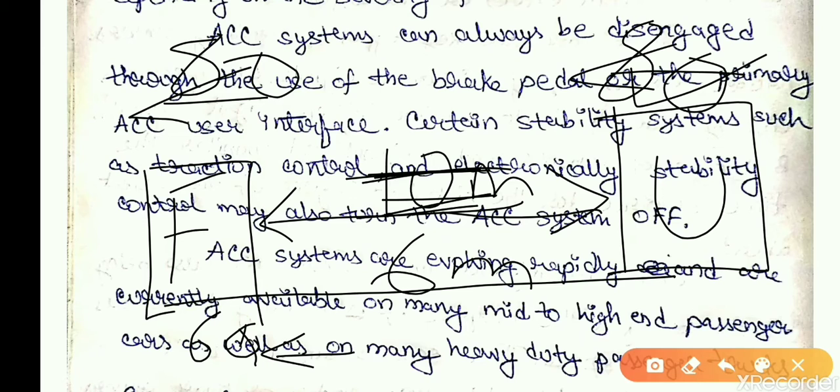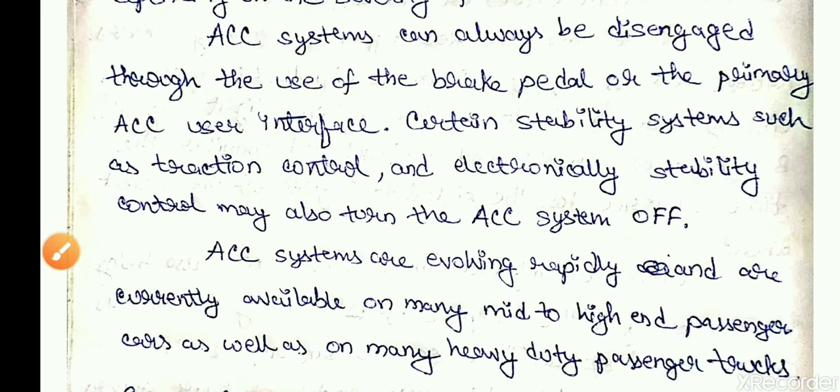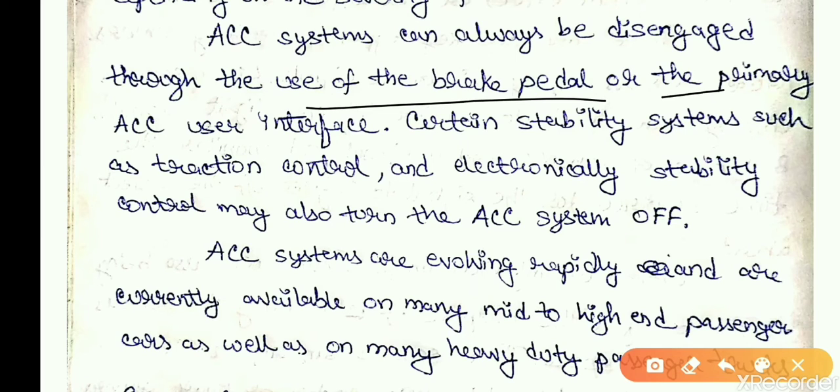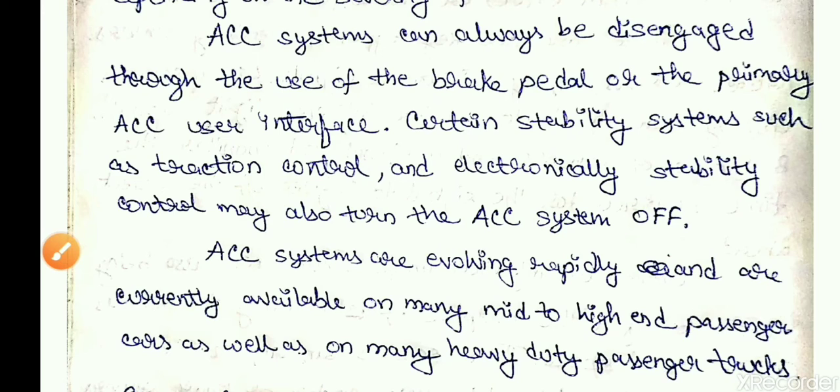So what will happen? Your vehicle will suddenly stop. To prevent that, the driver may use the brake pedal, or there is a sensor in the primary ACC unit. It automatically detects the speed of the front vehicle, and it will disengage. That means it will remain in off condition.